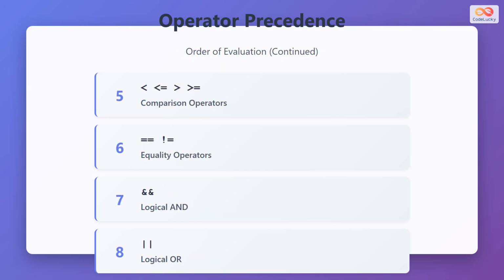Continuing with operator precedence, after arithmetic operators come the comparison operators. The less than, less than or equals, greater than, and greater than or equals operators are evaluated next. Following them are the equality operators, double equals and exclamation mark equals. Then comes the logical AND operator, represented by double ampersand. Finally, the logical OR operator, represented by double pipe, has the lowest precedence. When operators have equal precedence, they are evaluated from left to right.